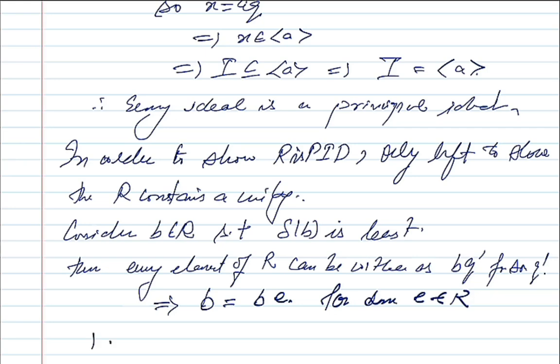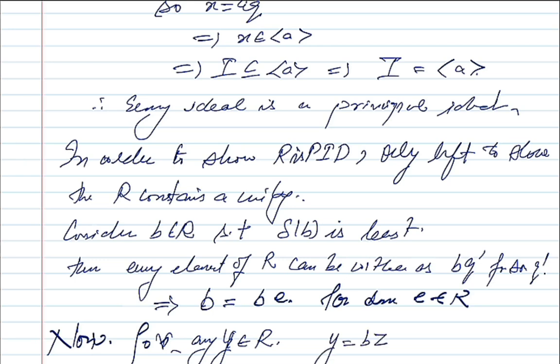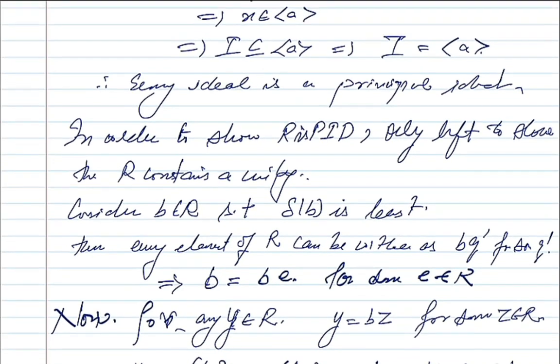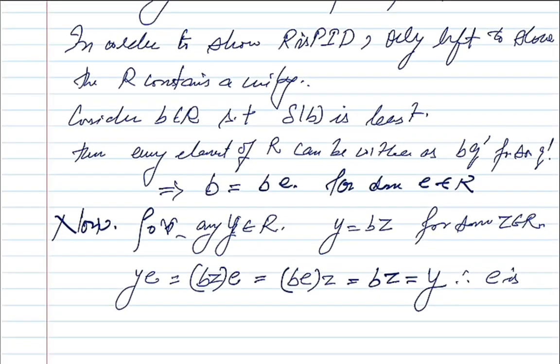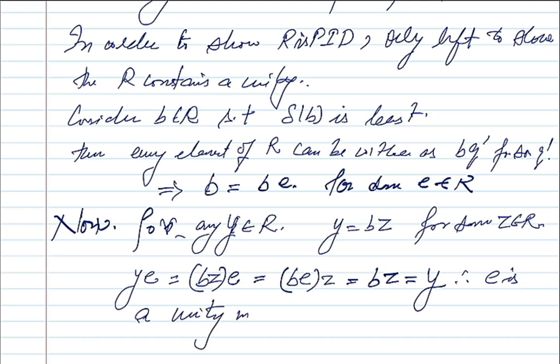Now for any Y belongs to R, Y is BZ again for some Z belongs to R. Now Y times E is BZ times E, which is BE times Z, which is BZ, which is Y. Therefore E is a unity in R. Hence R is PID.